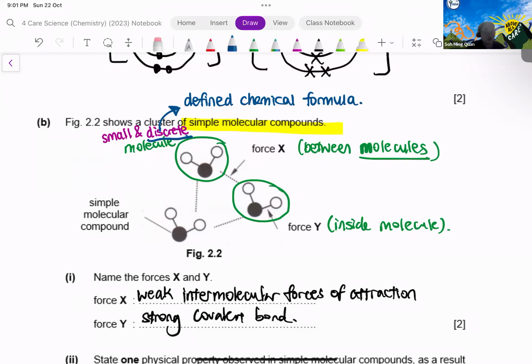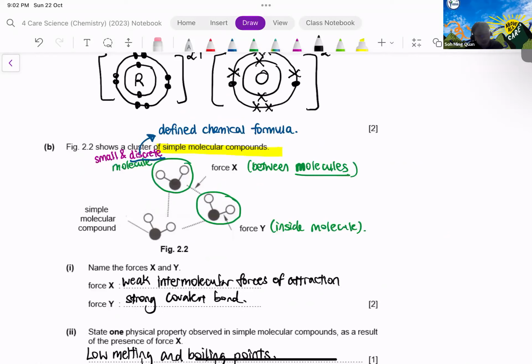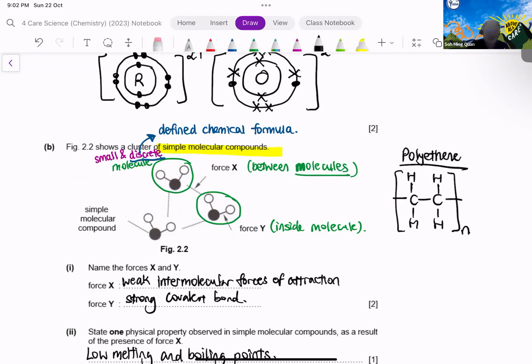Now, this is particularly important because many students seem to think that polyethylene is not simple molecular. If you recall when we learned polymers, we drew polyethylene like this. Polymers are drawn like this, right? This is the structure of polyethylene. However, just by drawing it like this, does it mean it's no longer simple molecular? No. Polyethylene is still simple molecular. But many students will argue, oh, but polyethylene is not small, right? It's a large polymer, right? Exactly. It's a large polymer.